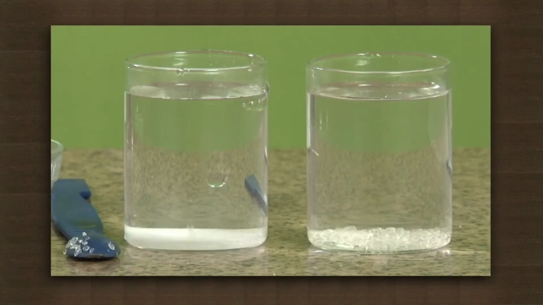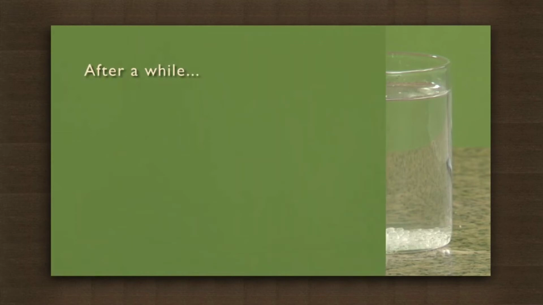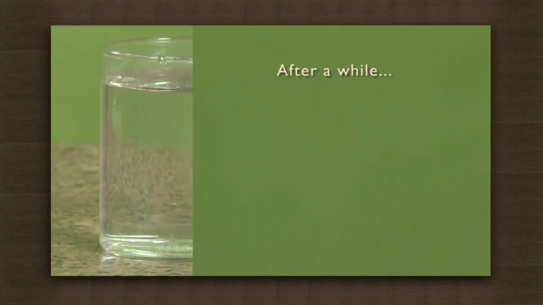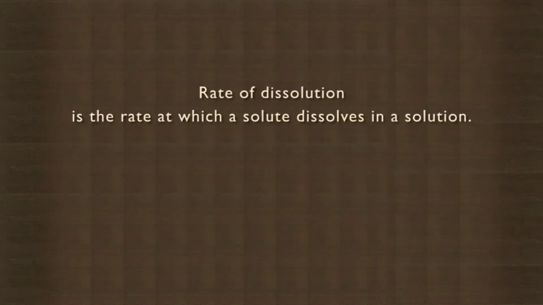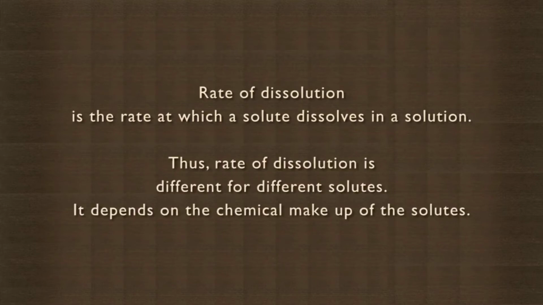Which one passes on to the solution first? Which has a better rate of dissolution? We find that salt dissolved before sugar and hence its rate of dissolution is faster than that of sugar. The rate of dissolution is the rate at which a solute dissolves in a solution. This rate of dissolution is different for different solutes. It depends on the chemical makeup of the solutes.